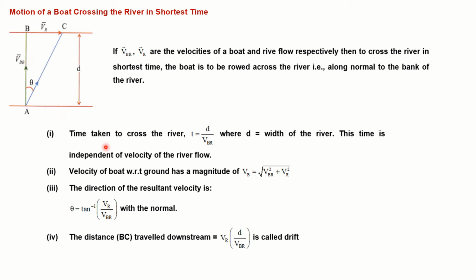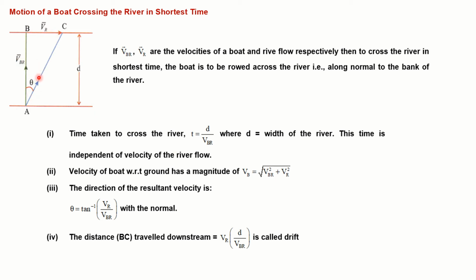So here, if we calculate the time taken to cross the river, the distance is d and the velocity is VBR. So d by VBR is the time taken. d is the width of the river, and the time is independent of the velocity of the river flow. Getting it? Let this be VBR and this be VR.